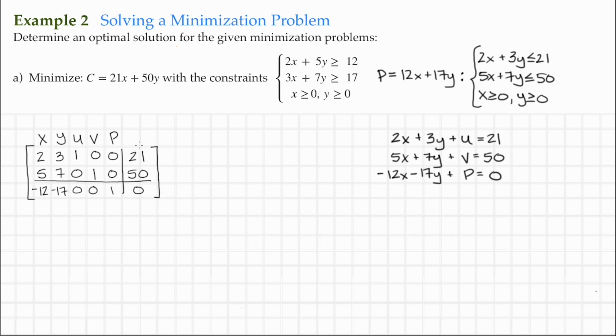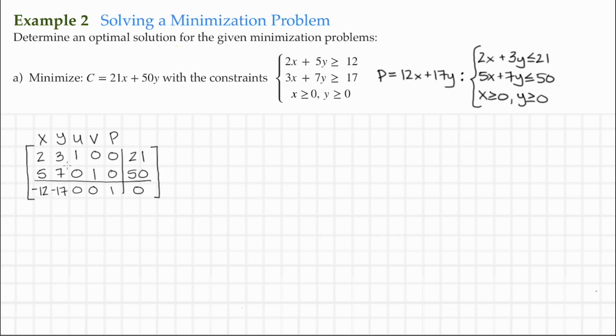So here is the simplex tableau created from the dual problem for this minimization problem, and we're going to use this. We're going to solve this with row operations, and the solution that we come up with here will be the same solution for the minimization problem here. So the first thing we have to do is determine our pivot column, and that is the most negative value in the last row here, and of course that's 17. So this will be our pivot column.